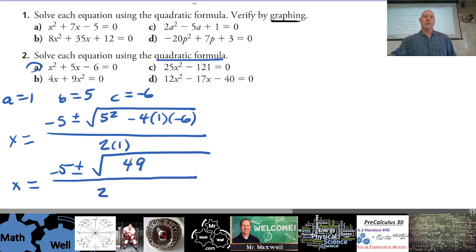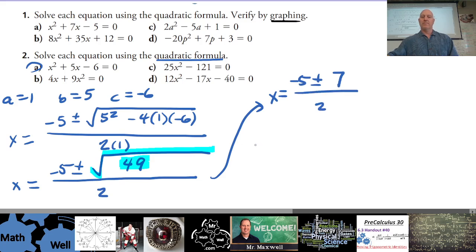Okay, all over 2. Now, notice that this number inside the root sign is a perfect square. So the square root is actually going to be simplified right out. There's going to be no square root anymore because the square root of 49 is 7. Very good. So x equals negative 5 plus or minus 7 over 2.